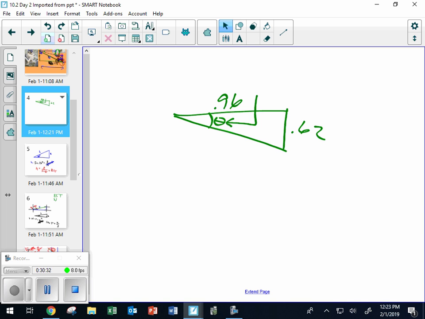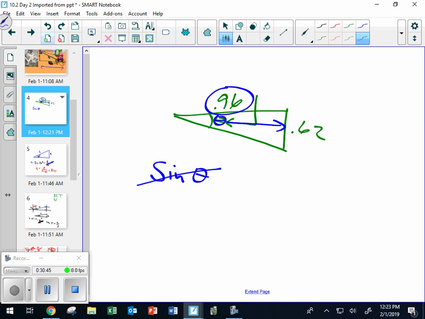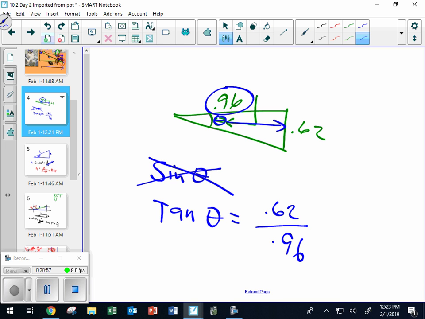Okay, in case you've forgotten this, you go, well, what do I have of theta? Do I use sine of theta? Well, from this angle's perspective, I have opposite and I have not hypotenuse, so I don't use sine. I have opposite and adjacent. Which one uses that? So you go tangent of this angle would be 0.62 over 0.96. And then how do you make that an angle?